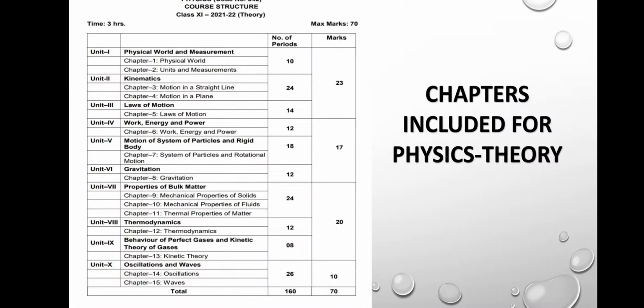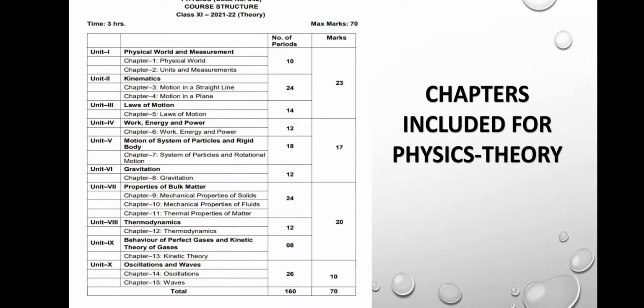So, this year you are going to have theory and practicals. I know this is your first class, so I'm just telling you what chapters are included this year for physics. All right, so you will be having theory, practicals, and activities. In theory chapters you have unit 1. In unit 1 you have physical world and measurement. In physical world and measurement you have chapter 1, that is physical world, and chapter 2, units and measurements.